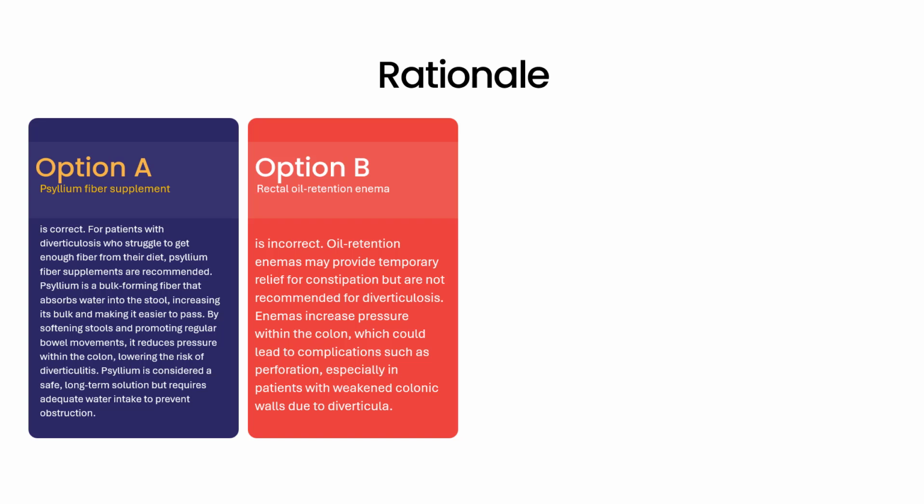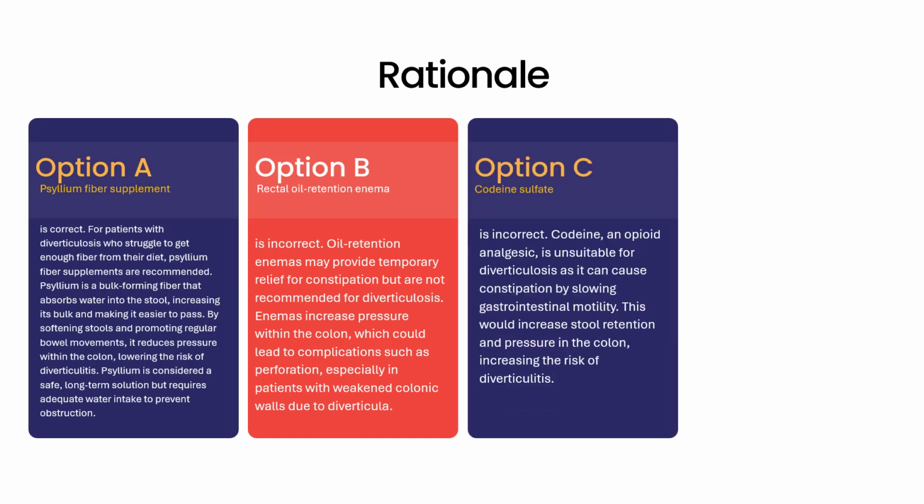Enemas increase pressure within the colon, which could lead to complications such as perforation, especially in patients with weakened colonic walls due to diverticula. C is incorrect. Codeine, an opioid analgesic, is unsuitable for diverticulosis as it can cause constipation by slowing gastrointestinal motility. This would increase stool retention and pressure in the colon, increasing the risk of diverticulitis.